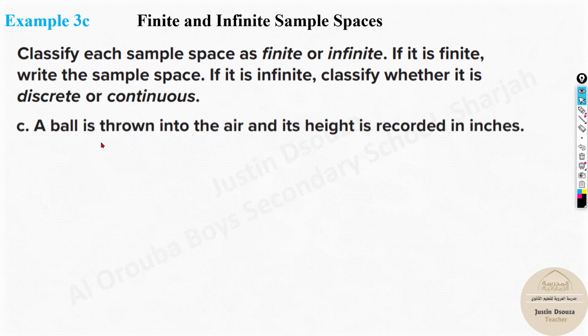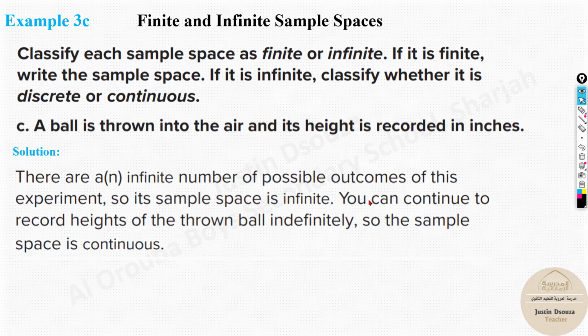Now look at this problem. A ball is thrown in the air and its heights are recorded in inches. Okay, you're throwing it in the air. So how many heights can be recorded? There is no unit of height. Even if the unit of height is mentioned, it is basically continuously infinite, right? Because you can imagine the ball is thrown, goes up and comes down. There are infinite heights to be recorded. How can you record all of them? It's just not possible. So it's infinite and continuous. Okay, so that's the last case.